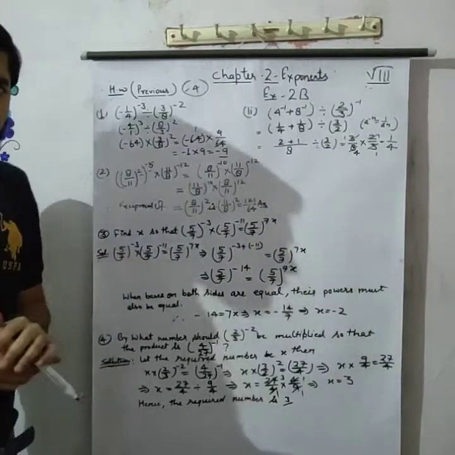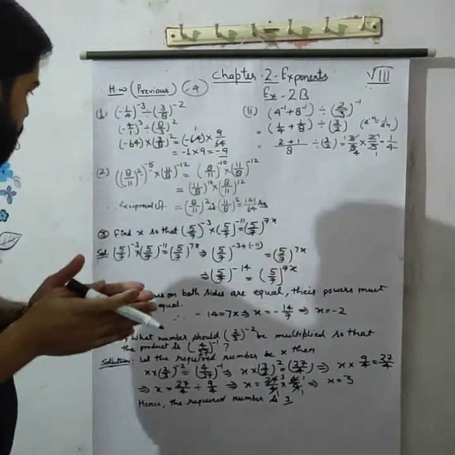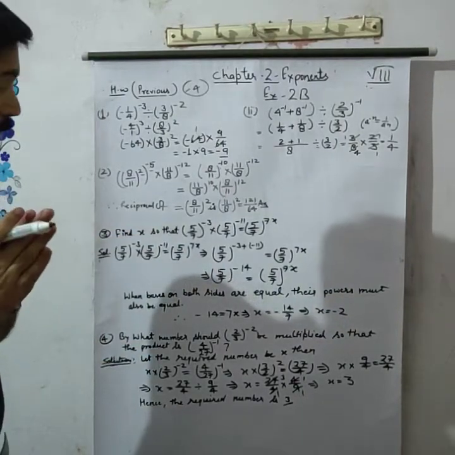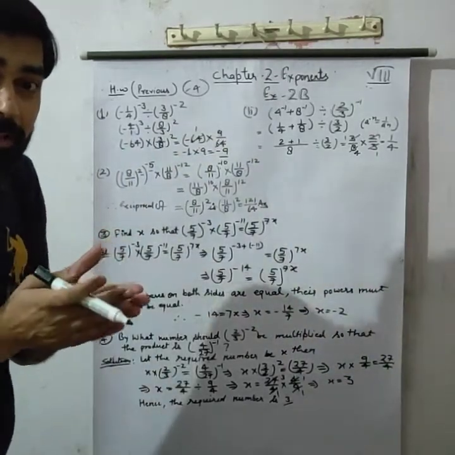Then next is the third question. This type of question, look here, you can also say it like this: find x so that. Keep in mind this type of question is a very important type. Sometimes students get confused in this type of question.